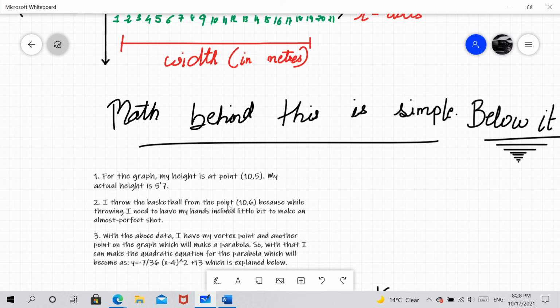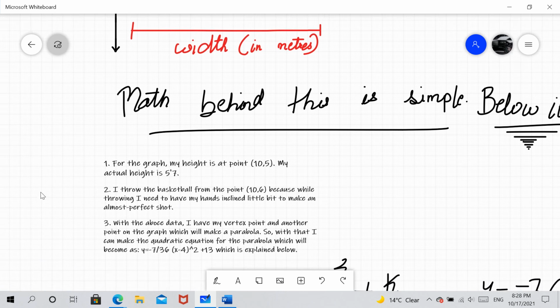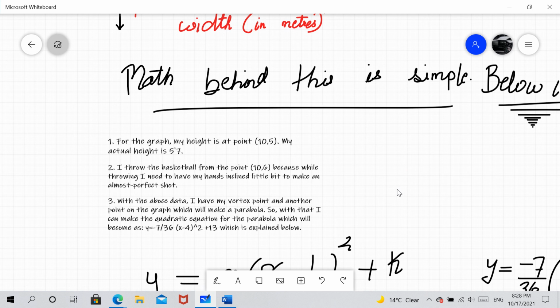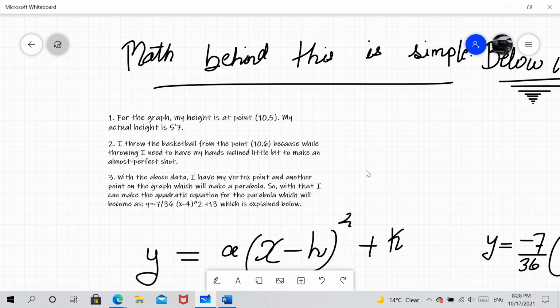I throw the basketball from the point 10 comma 6 because while throwing I need to have my hands inclined a little bit upwards to make an almost perfect shot. So that's why I chose 10 comma 6. And it is true, while I was doing the whole shot on the video, I inclined the ball a little bit upwards so that I can get the shot inside the basketball hoop.